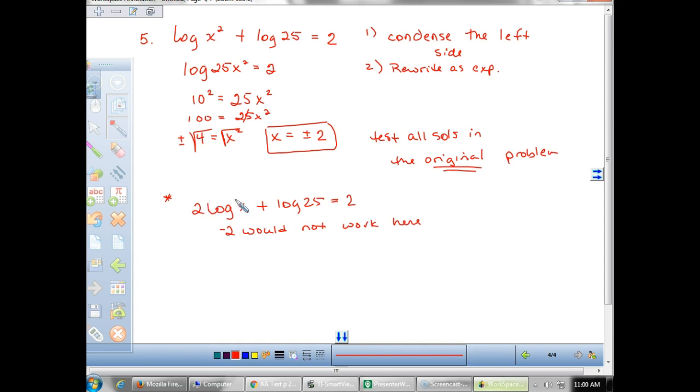So even though I bring the 2 up, and wouldn't it look exactly like this problem? See, when I brought the 2 up, it would look exactly like this one. The negative 2 would not work in this given equation. So you have to test in the original problem. Go with me? So don't test on one of those little interim steps you take. You have to go back to the original. Okay. So just kind of wanted to point that out.